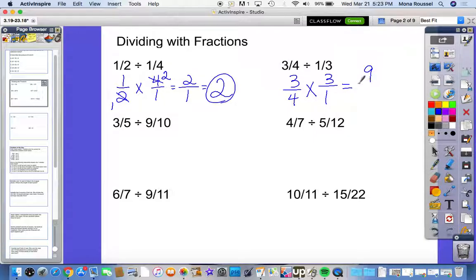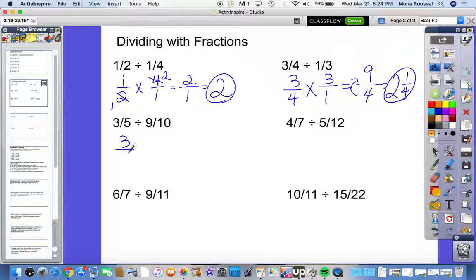3 times 3 is 9, 4 times 1 is 4. And we ask, is it improper? Yes, it is. So remember, we divide 4 into 9. 4 goes into 9 2 times with a remainder of 1/4. And 1/4 cannot be reduced, so 2 1/4 would be our answer.